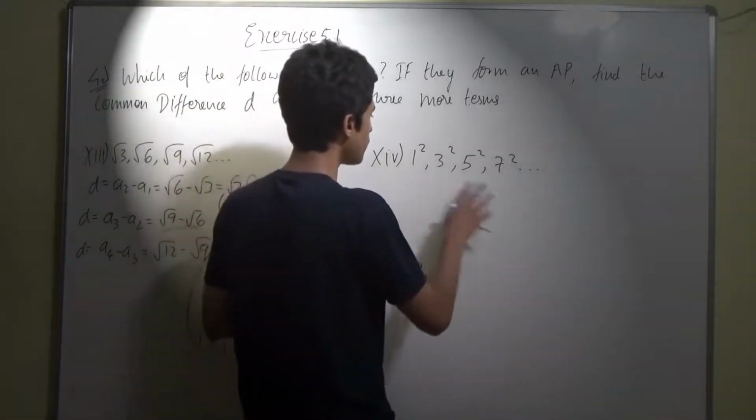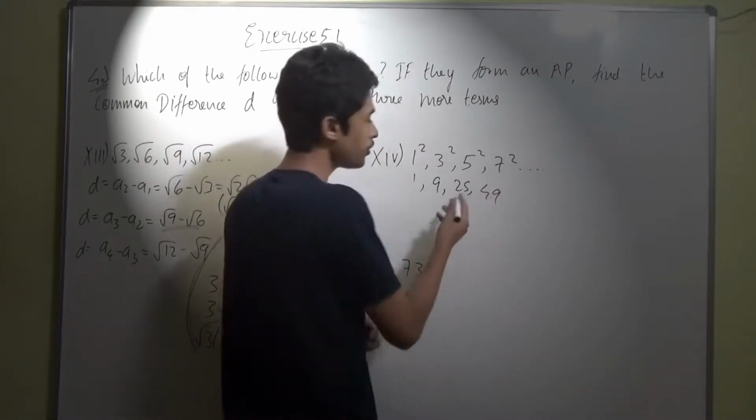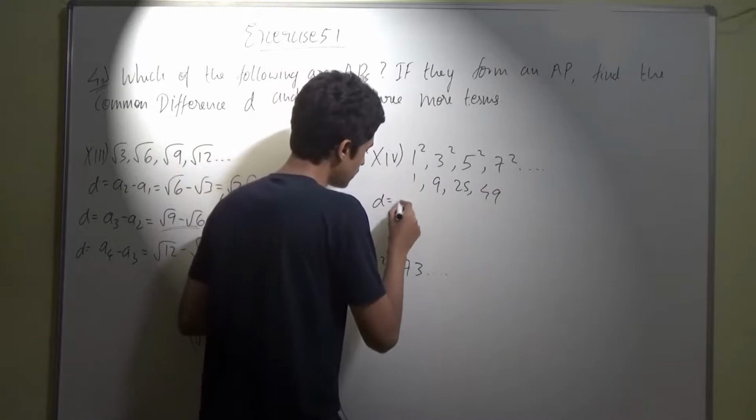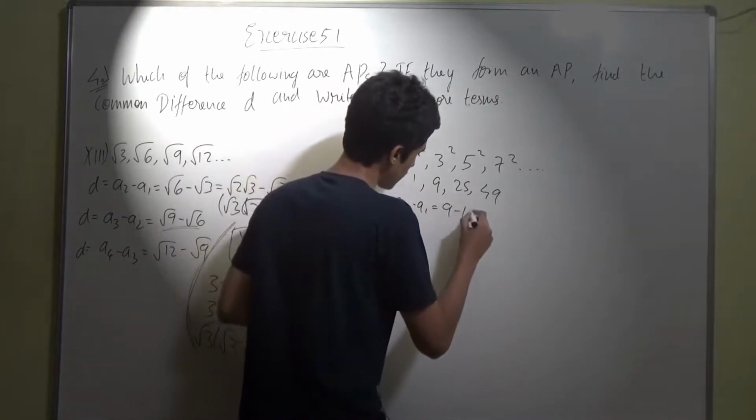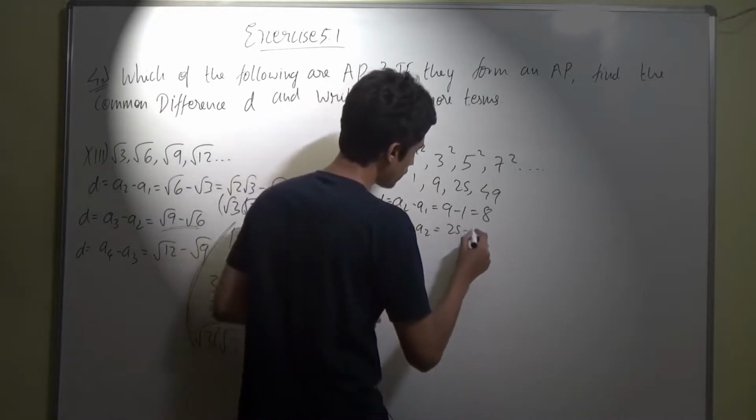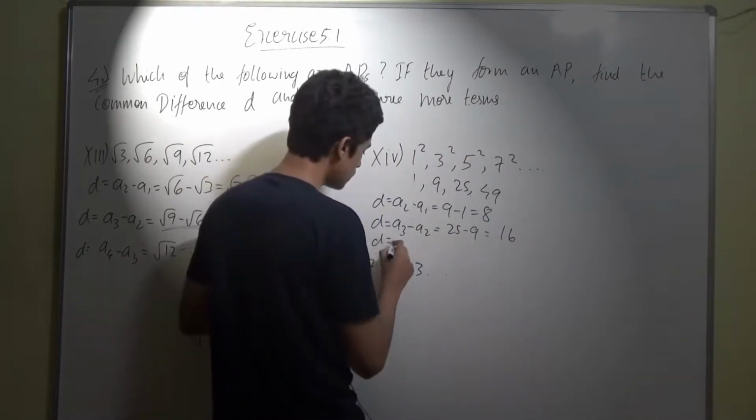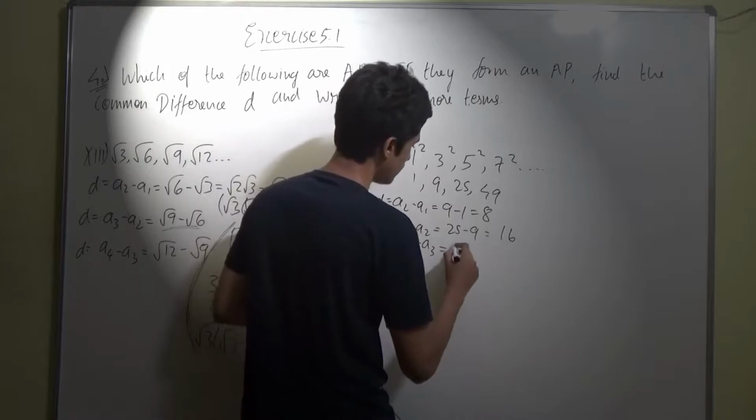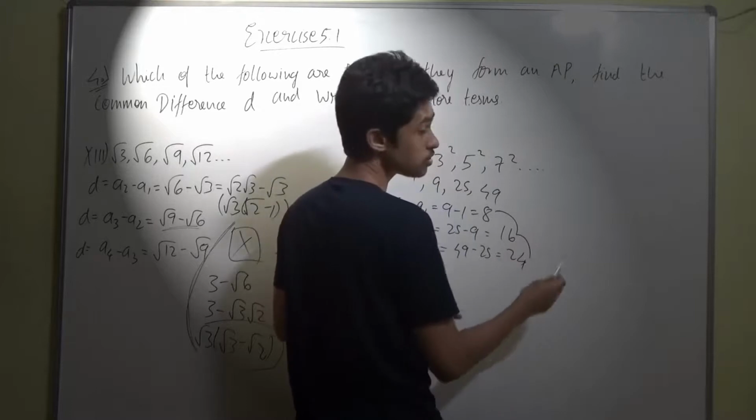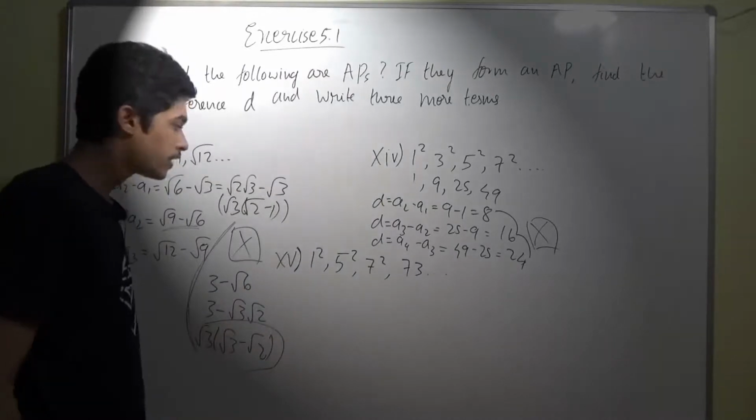If you expand this and see, it's going to become like 1, 9, 25, 49. Now if you see, guys, clearly it's visible that the difference is not the same, it's increasing, right? So let's find the difference. A2 minus A1, it's going to become 9 minus 1 equal to 8. A3 minus A2, it's going to become 25 minus 9, which is nothing but equal to 16. A4 minus A3, it is 49 minus 25, it will become 24. Getting it, guys? So if you see here, the difference is not the same, which means it is not an AP.